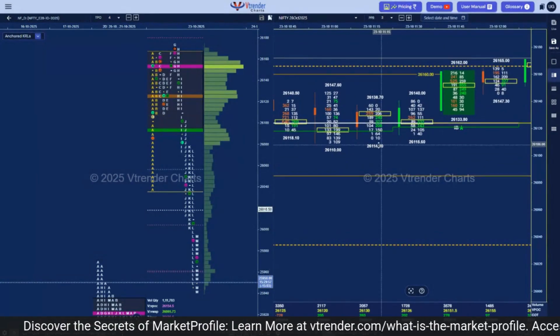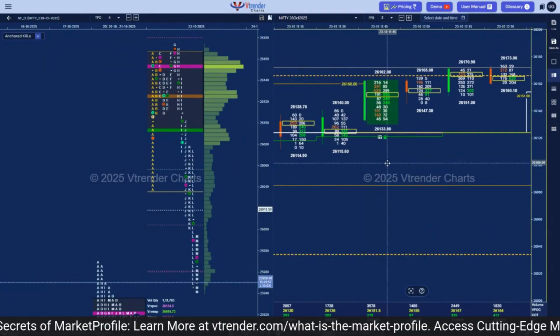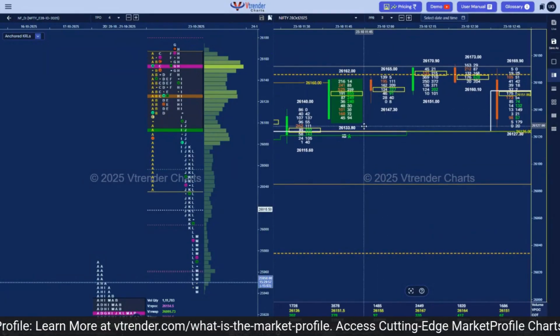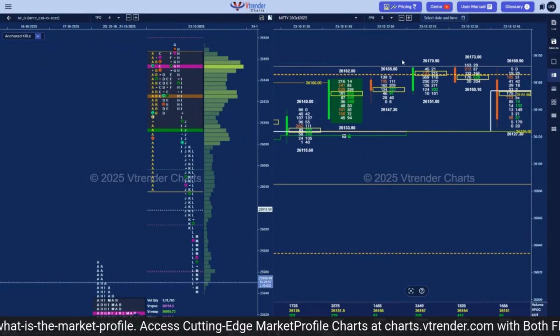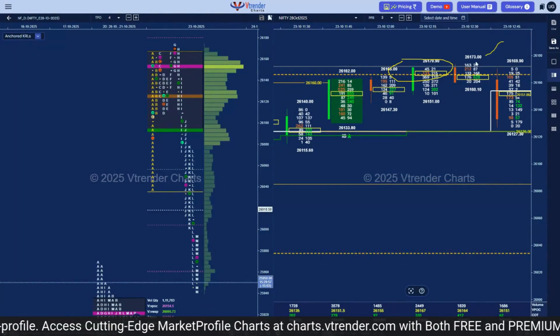And once in the G, we got this IB15, but again, the probe above the initial balance high got us only RS signals.